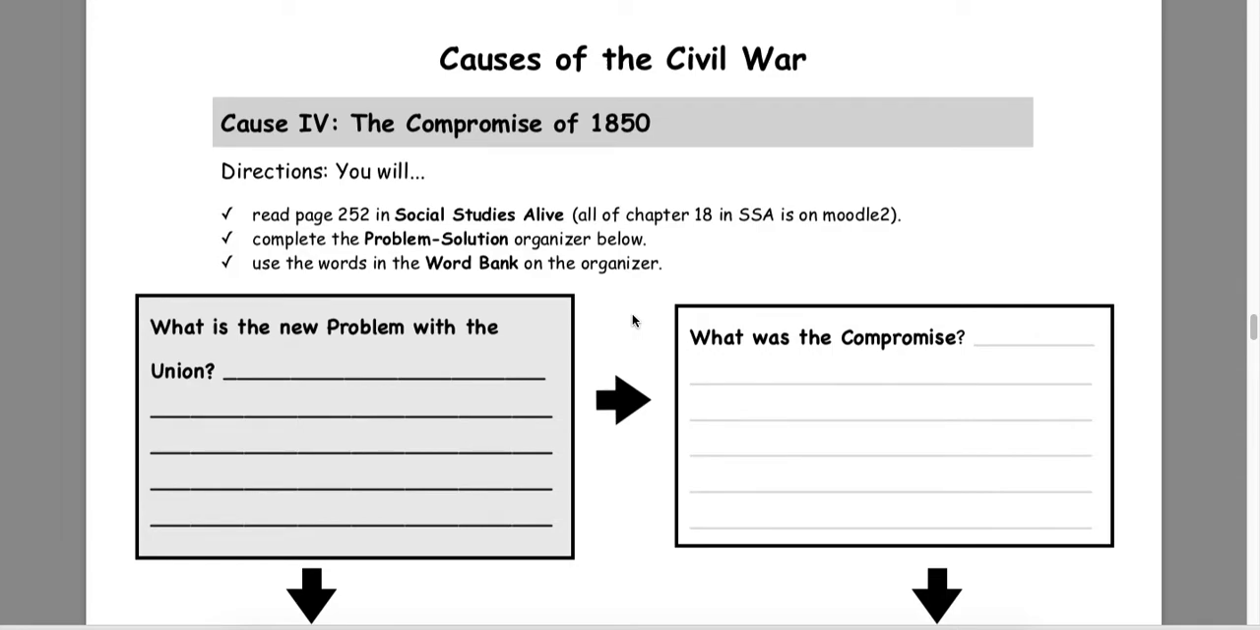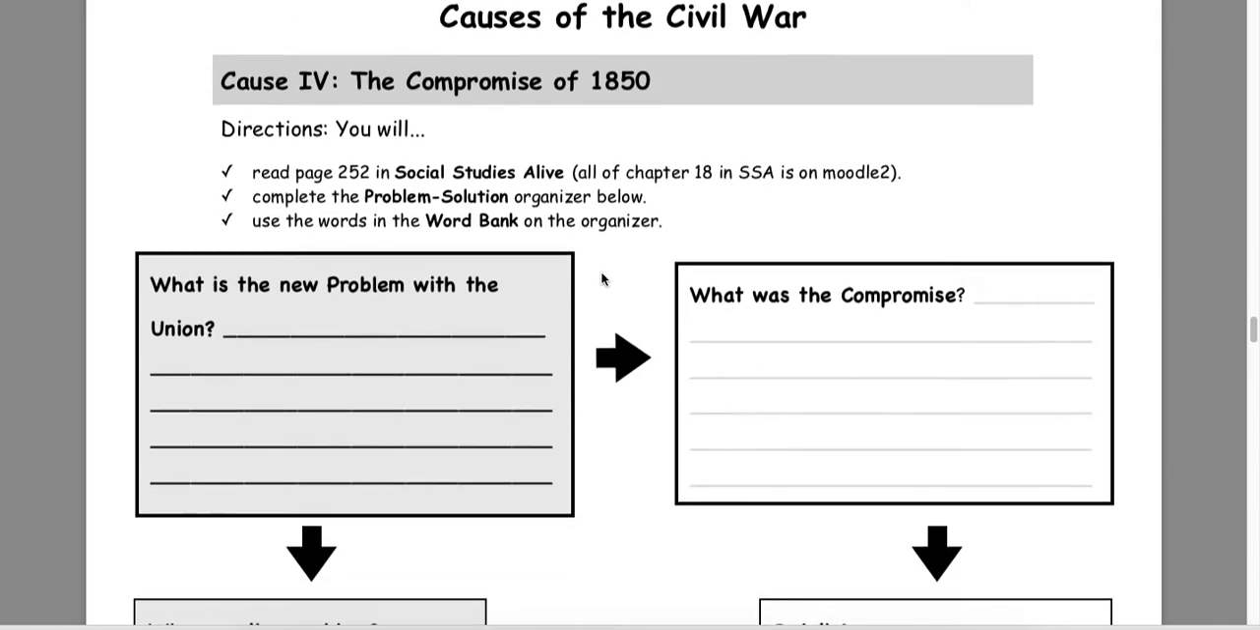Hello, this is Mr. Mendez, and the purpose of this screencast is to read about and set up a graphic organizer and map for the Compromise of 1850. Let's take a look at the graphic organizer.